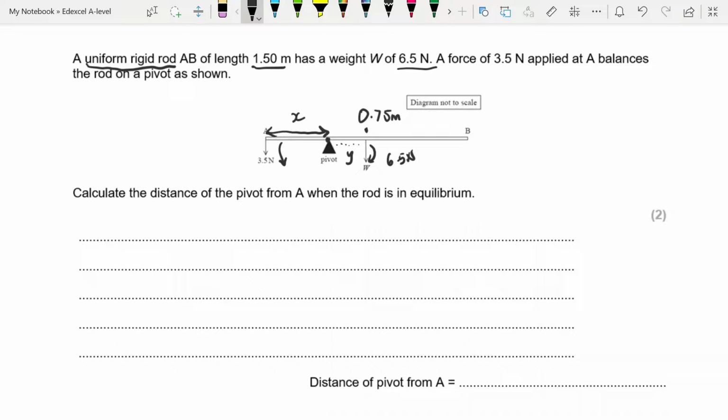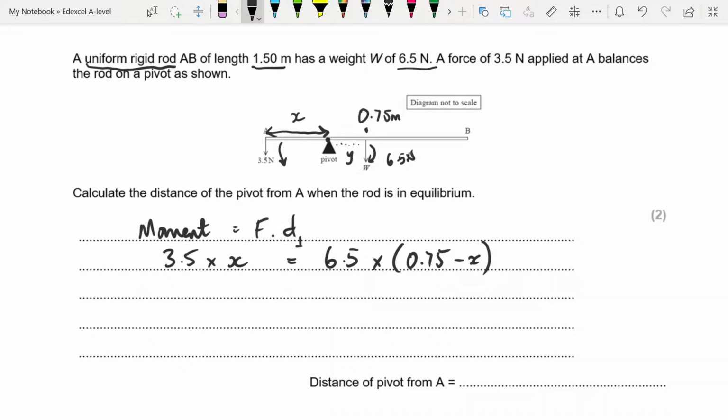So we know that the moment is force times distance, and that is our perpendicular distance from the pivot. And if we have equilibrium, then we need to have the moments on the left, the anti-clockwise moments, equal to the moments on the right, the clockwise moments. So we're going to say 3.5 times this distance x, because that's the distance that force is from the pivot, is going to be equal to 6.5 times the weight's distance from the pivot. And we've called that y, but we know that y is 0.75 minus x. So we're just going to substitute that in there.